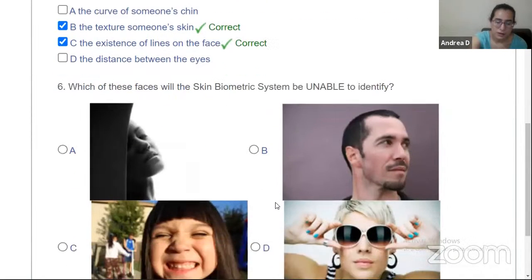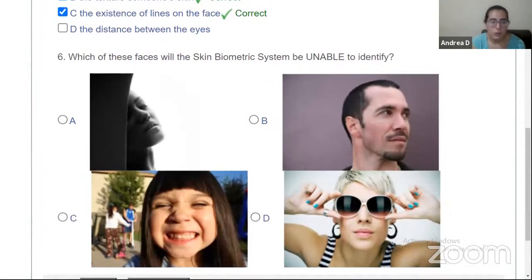All right. So now we have the last one. Which of these faces will the skin biometric system be unable to identify? So we have these 4 options. Try to think or look at your notes, try to see what the skin biometric system can or cannot do, and see if any of those characteristics meet any of these pictures here. The one with glasses. D. Okay, D. I think C, teacher.